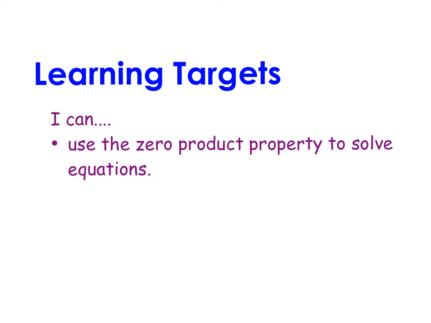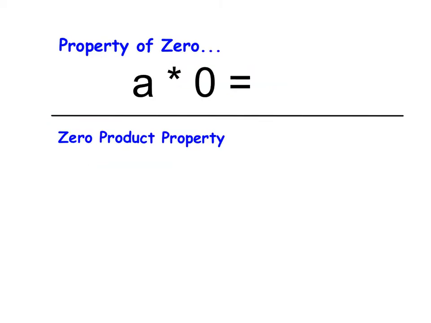In this video, we're going to learn how to utilize the zero product property in order to help us solve equations. Now, in order to utilize the zero product property, we need to think about what we know about the property of zero. So if you look up at the very top, you'll see a times zero, and a is any number. And what you should know about zero is that a times zero, any number times zero, is going to equal zero.